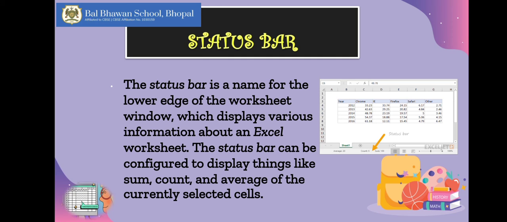The status bar. The status bar is a name for the lower edge of the worksheet window which displays various information about an Excel worksheet. Status bar can be configured to display things like sum, count and average of the currently selected cell or worksheet.